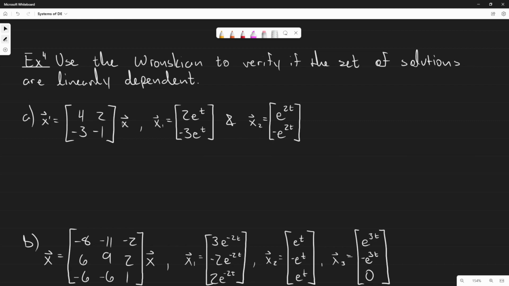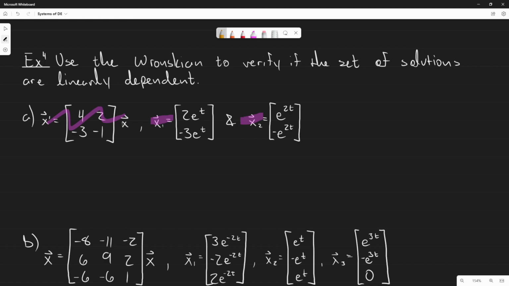This example is a little bit more work, and this is using the Wronskian. We have to verify that the solutions that we find, quote unquote, are linearly independent. The reason why I put quotes on that is because the equation that they gave us already gives us a solution. So we have our solutions for this system of equations, x1 and x2. And we have to figure out if they're linearly dependent or independent.